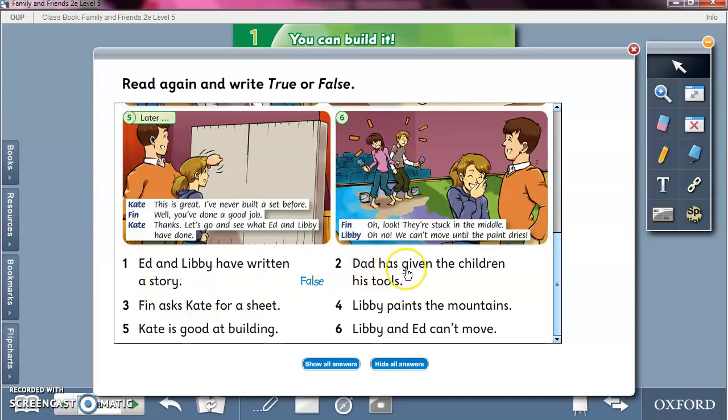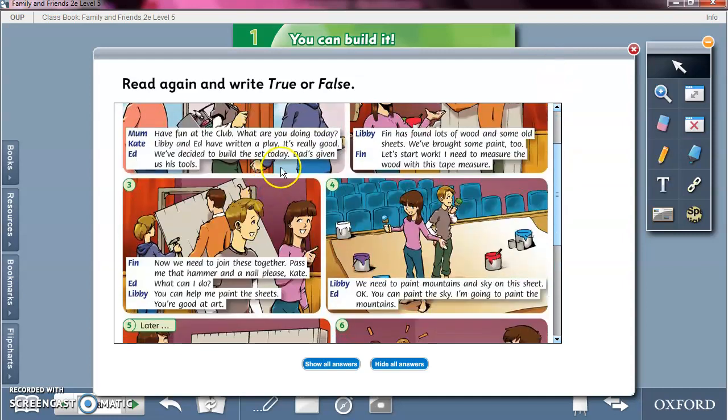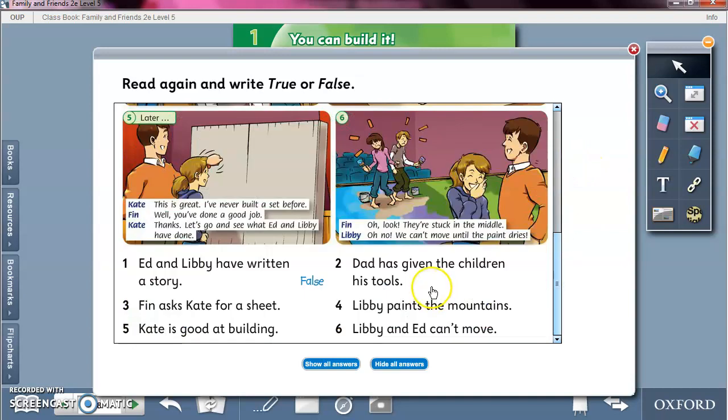Number 2. Dad has given the children his tools. That's true. Ed said, Dad's given us his tools. This sentence is true.